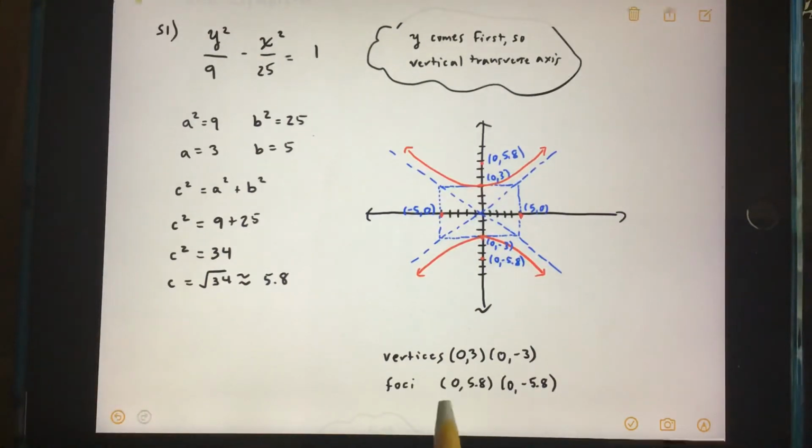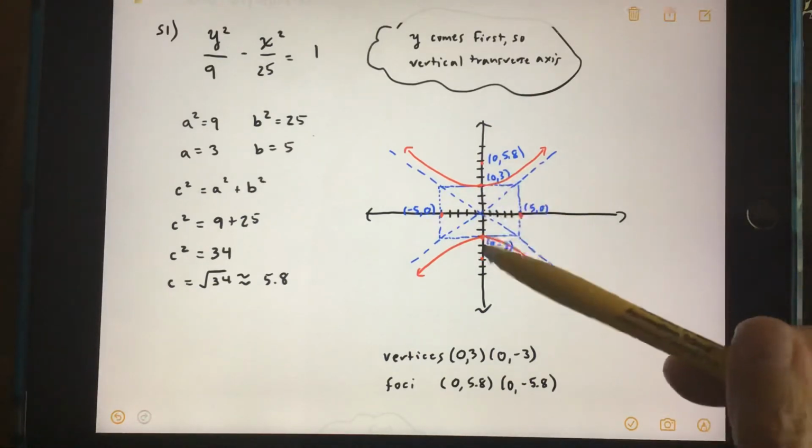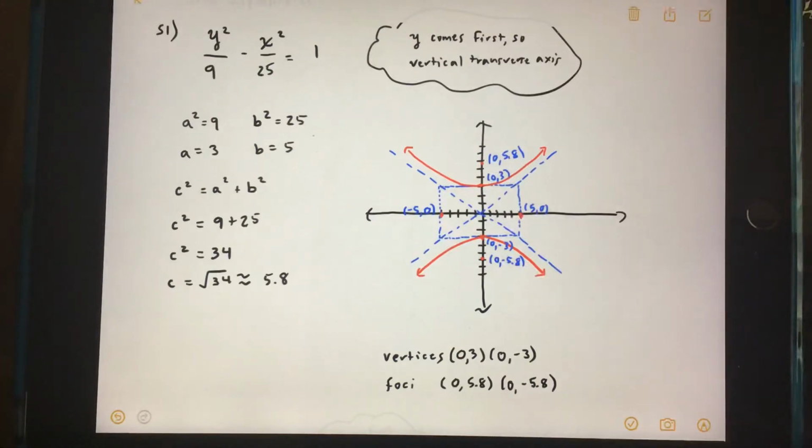We know our vertices are going to be (0, 3) and (0, negative 3) because the transverse axis is vertical. So these need to be on the vertical, or y-axis, in this case. The foci, of course, will be on the same axis as the vertices. So since we found out that the value of c is 5.8, our foci will be (0, 5.8) and (0, negative 5.8). So we're going to go ahead and plot those points. There's our (0, 3) and (0, negative 3). Here are our foci, (0, 5.8) and (0, negative 5.8).